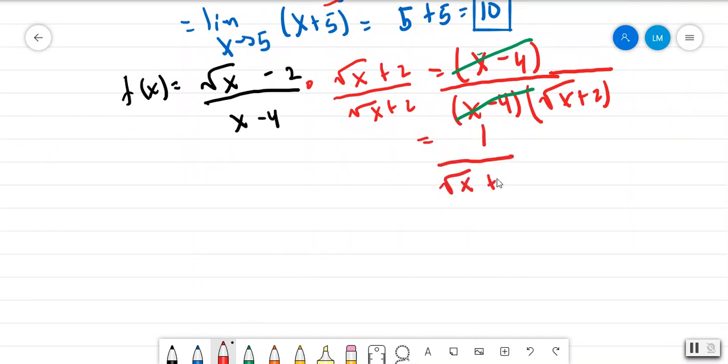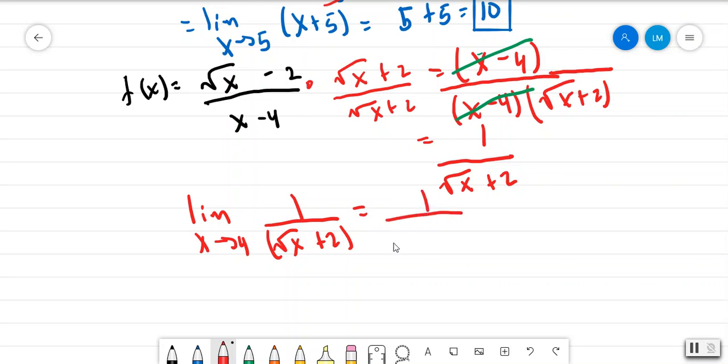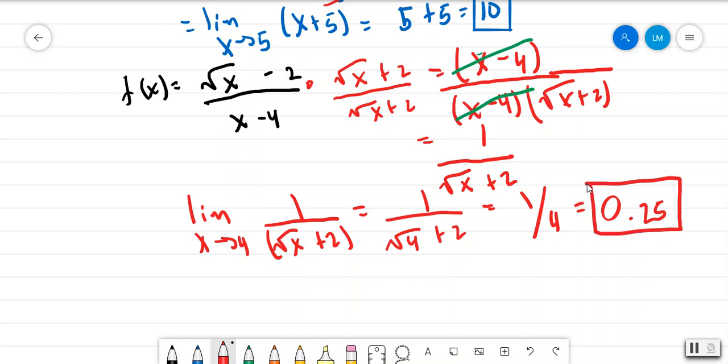over the square root of x plus 2, which means that if we look back at our question about taking the limit as x approaches 4, this is the equation wherever it's undefined at 4. So we have 1 divided by the square root of 4 plus 2, which is just 1/4, the same thing as 0.25. So we see that we can get the answer if we rewrite it or if we use a table, which in either case is the same thing.